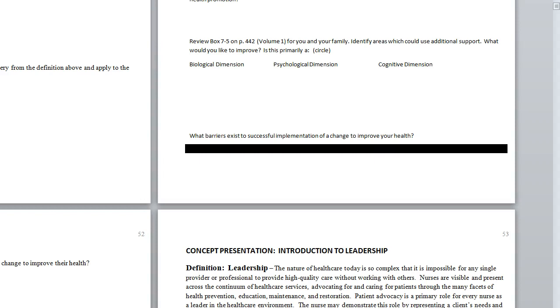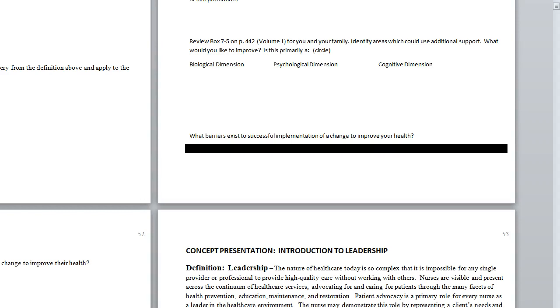So I just wanted to kind of point that out since that was on your activity sheet, and just kind of discuss that with you. Another thing I just wanted to look at and kind of get you to think about is what barriers exist to successful implementation of a change to improve your health.